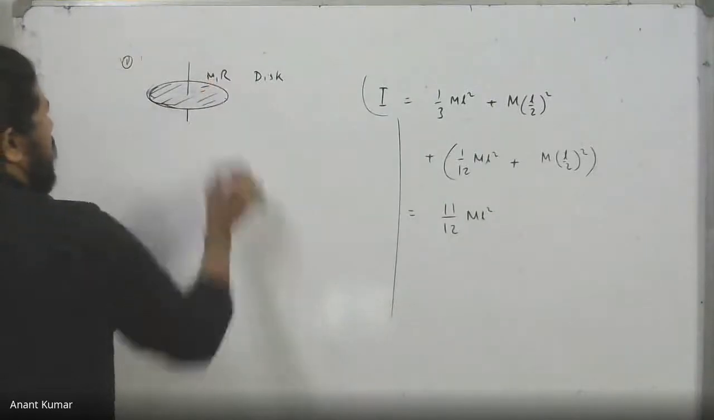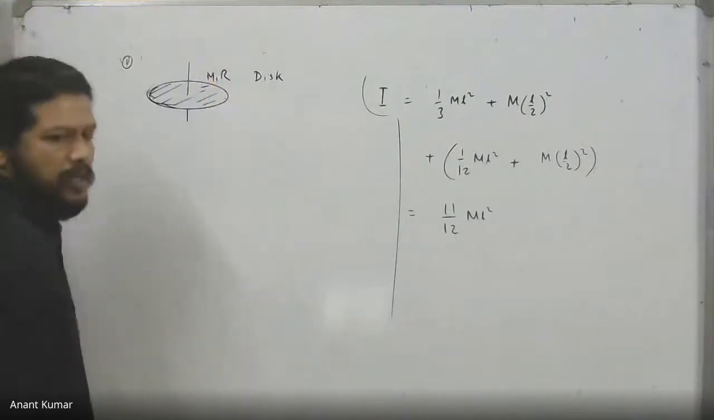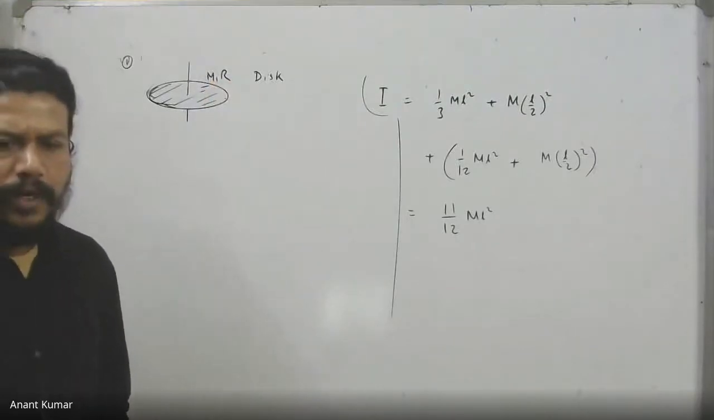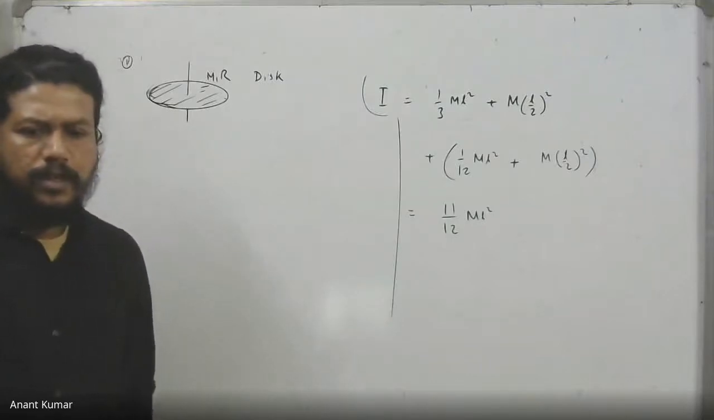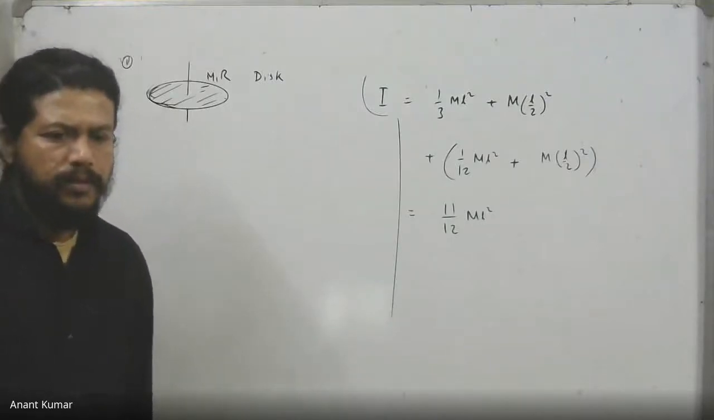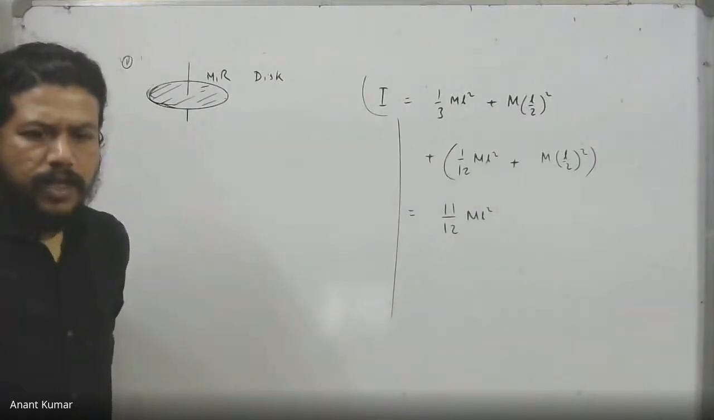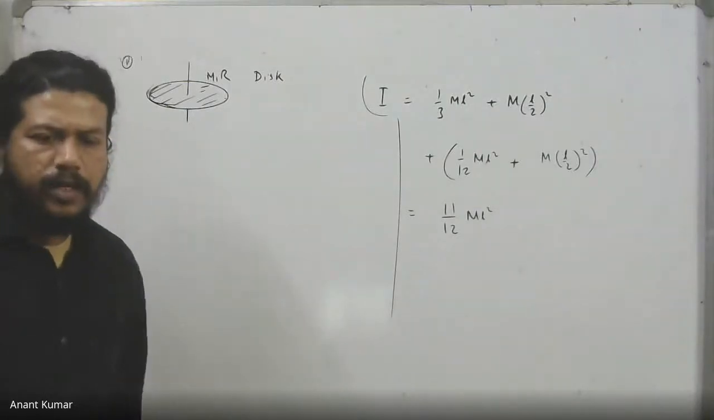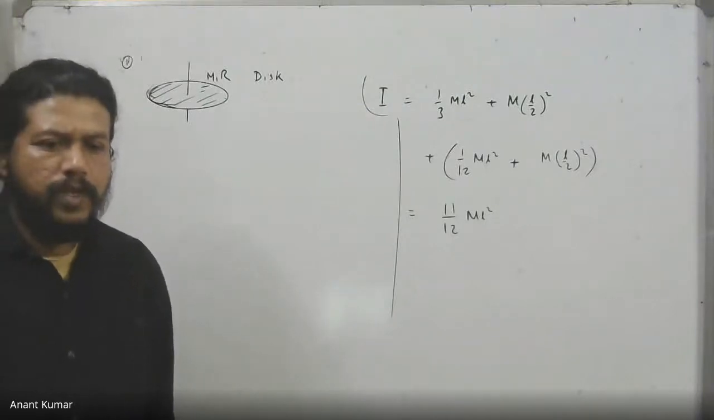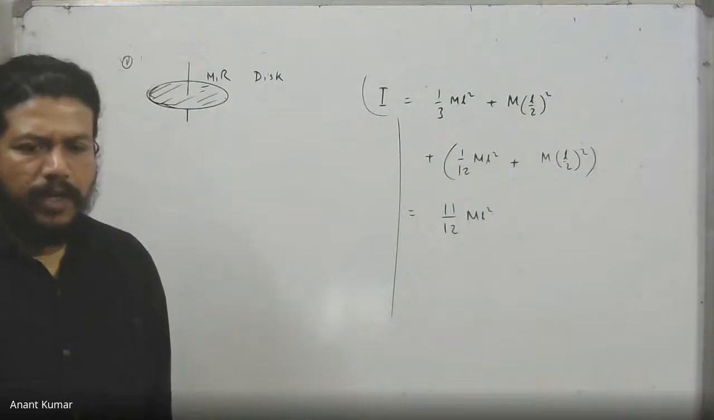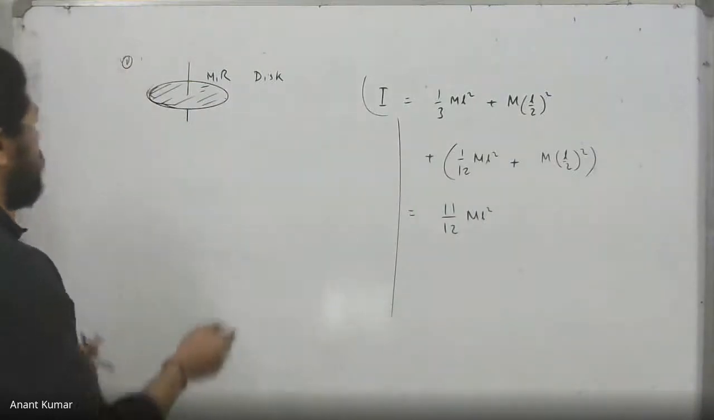Mass m, radius r. The moment of inertia in this case turns out to be m r square by 2. That can be easily evaluated, but it will require a bit of integration. The idea is we look at the disk and divide it into rings which are concentric to the center, find the moment of inertia of those rings, and add them up. That will give rise to m r square by 2. That is the moment of inertia.